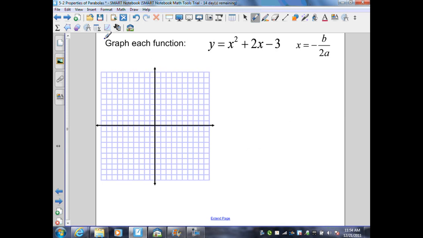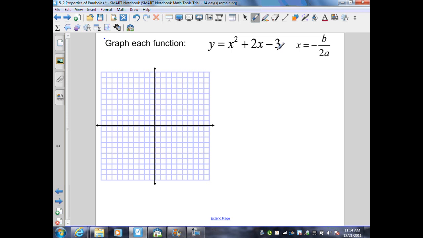On this slide, we're asked to graph each function. Our function is y equals x squared plus 2x minus 3. Our quadratic term has a coefficient of a. Our a is a positive 1. Our linear term has a coefficient that is b. B is represented with a 2, and the minus 3 is our c.